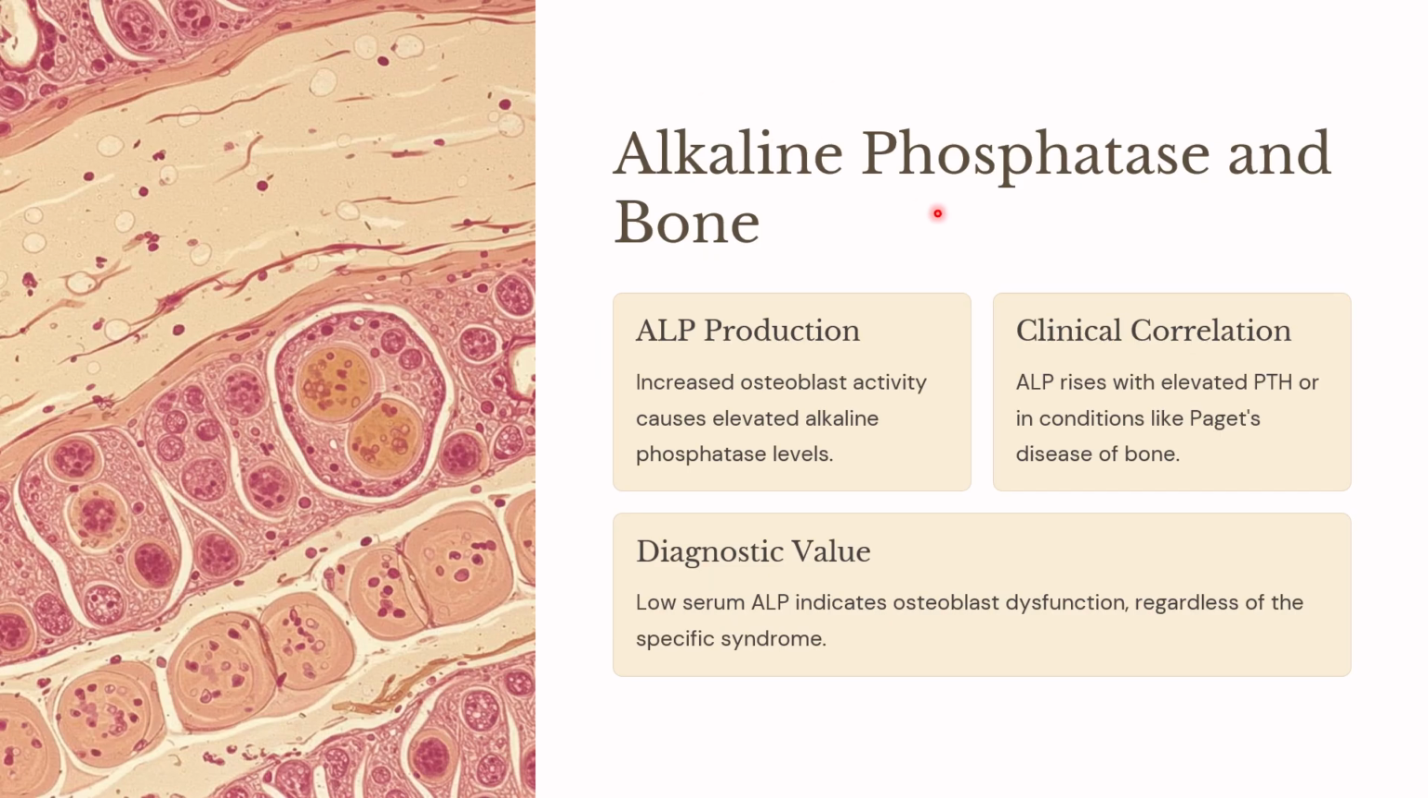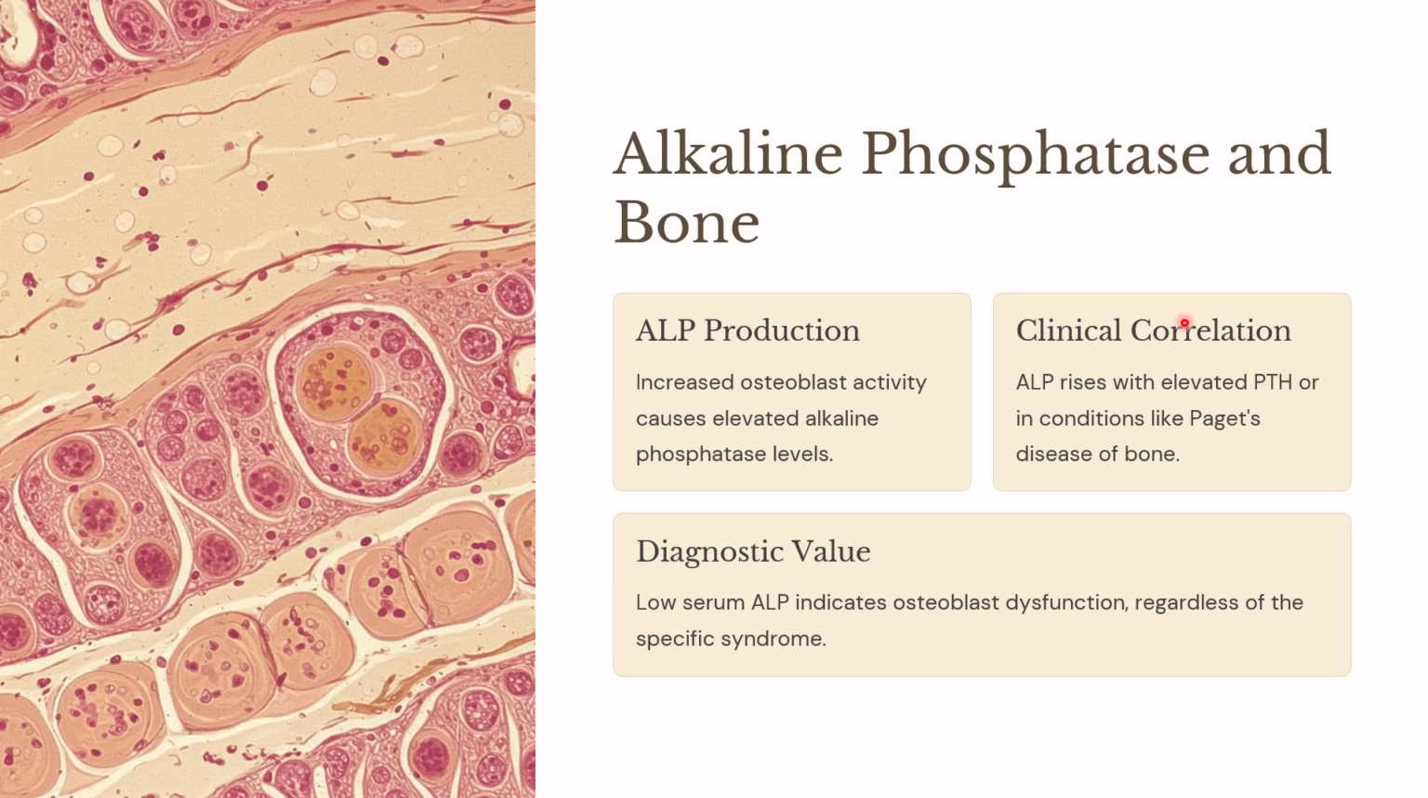What about alkaline phosphatase? You should know only one thing, that is, when there is an increased osteoblastic activity, it causes an elevated alkaline phosphatase. That's all. Alkaline phosphatase rises with elevated PTH levels because PTH is going to increase the osteoblastic activity also.